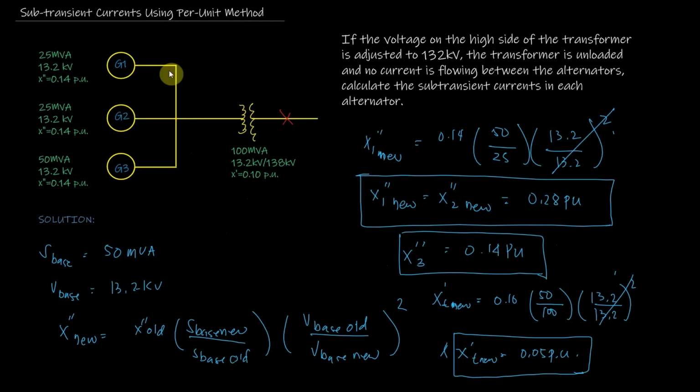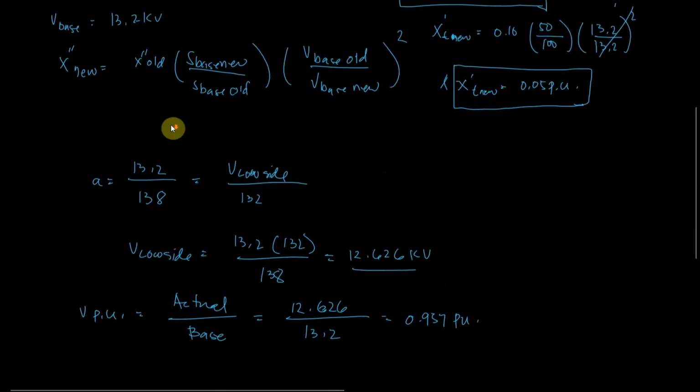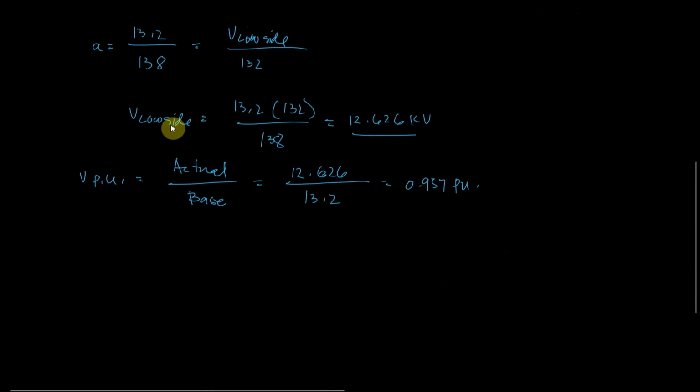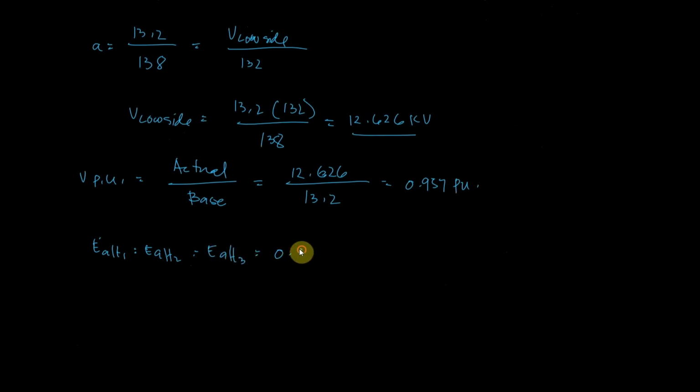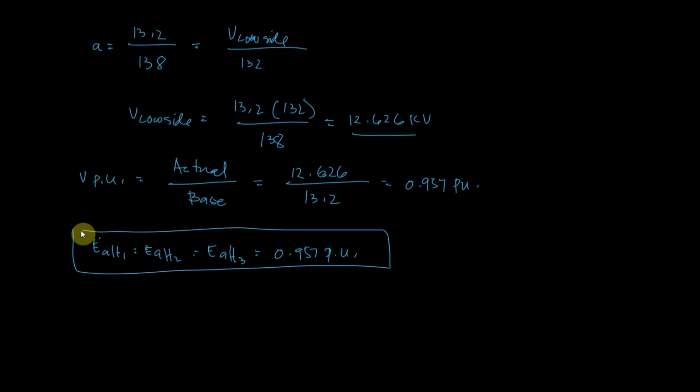So therefore, masasabi natin na yung internal voltages ng tatlong alternators is equal to 0.957 per unit. Ayan din yun. So yung ating E sa alternator 1 is equal to E sa alternator 2, which is equal din sa E sa alternator 3, which is equal to 0.957 per unit. Kasi nakaparallel lang naman yung mga yan sa ating bus. Okay?